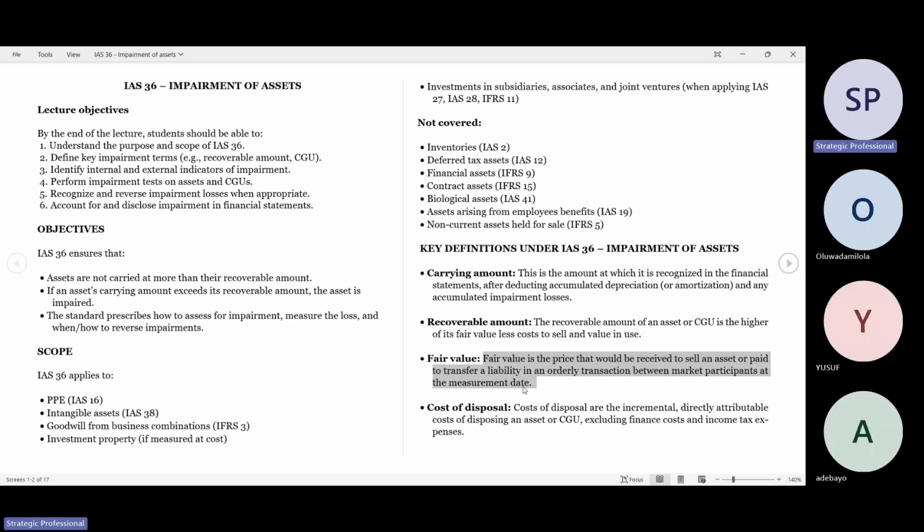Although there's a school of thought that says the best way to understand fair value is to come from the perspective that when there's an active market for an asset, how much will this asset be worth? That is what fair value means.